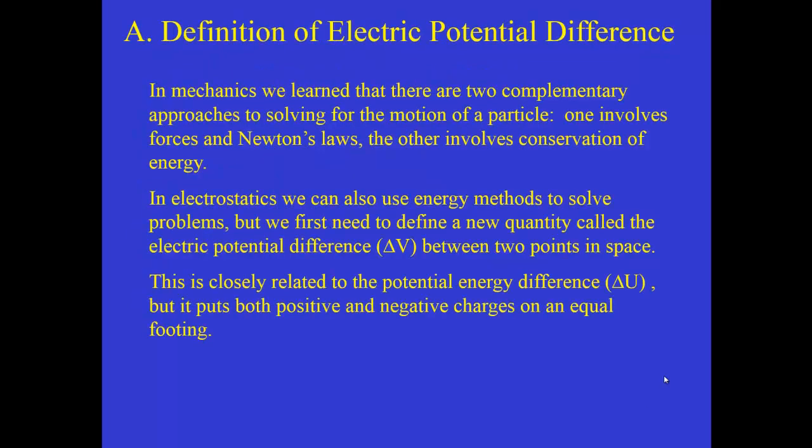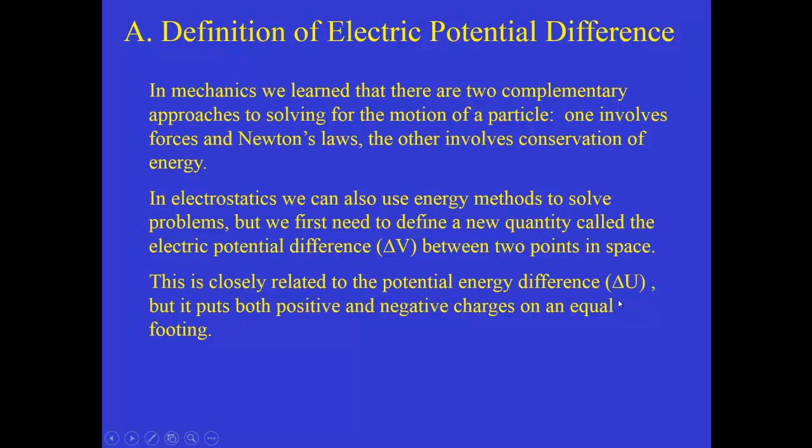So, in electrostatics, using these energy methods, we will need to define this new quantity, the electric potential, and especially the electric potential difference between 2 points in space. Now, as you might imagine from the names, electric potential is similar to potential energy, but they're distinct, and we'll see the relationship in just a moment. Delta V is the difference in electric potential. Later we'll see that in the context of electrical circuits, this is often called the voltage. Then electrostatic potential energy difference is delta U.